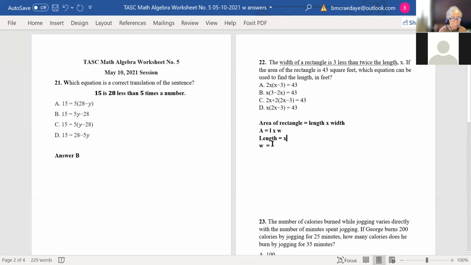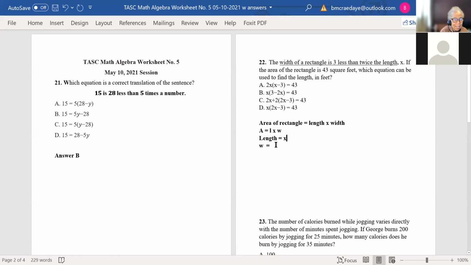So what would width be? Translate: width is 3 less than twice the length X. So how would I write that? No, the 3, remember I'm subtracting. I'm subtracting the 3 from something. So tell me what to write. How do I write twice the length? Like 2x. That's it. Very good, Maureen.